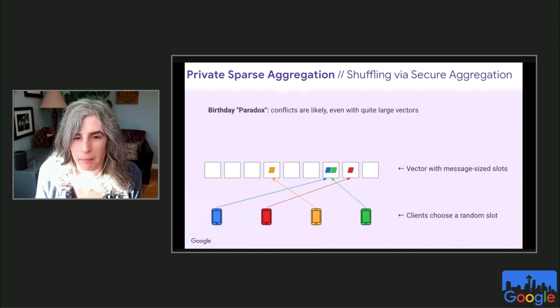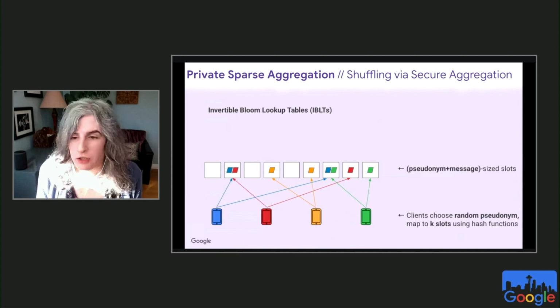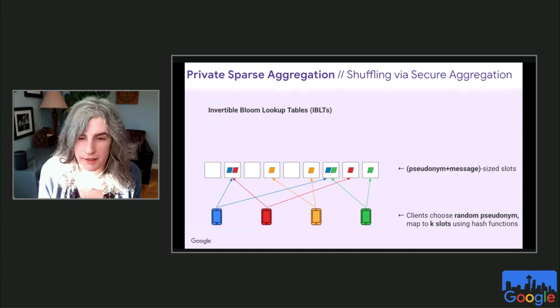Unfortunately, because of the birthday paradox, even with a rather large vector, if you follow this approach naively, it's highly likely that at least some of the slots are going to be conflicted and you're going to lose some data. But it turns out you can do something slightly more clever. Rather than just putting the message in a random slot, what we're going to do is have devices choose a pseudonym for themselves, take k hashes of that pseudonym using well-known hash functions, and use those hashed pseudonym values to decide which slots to put their message in.